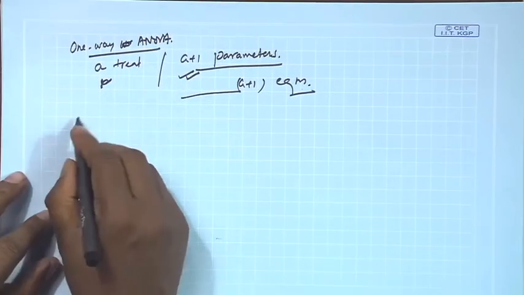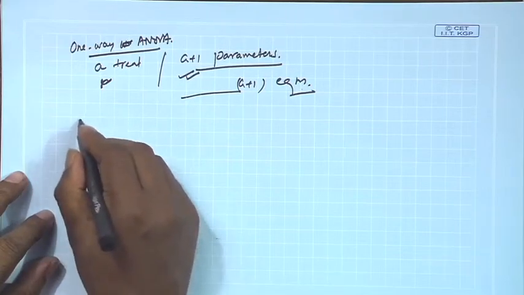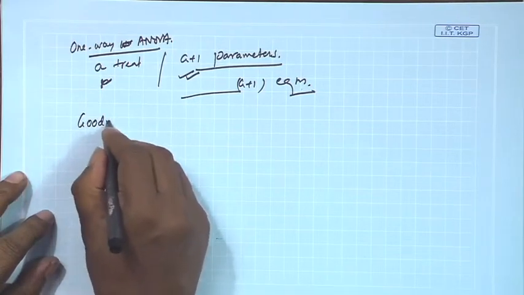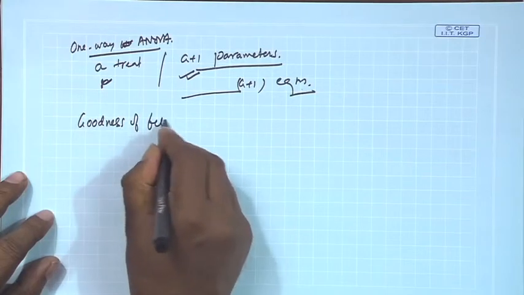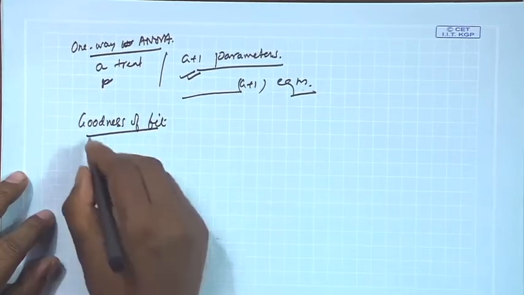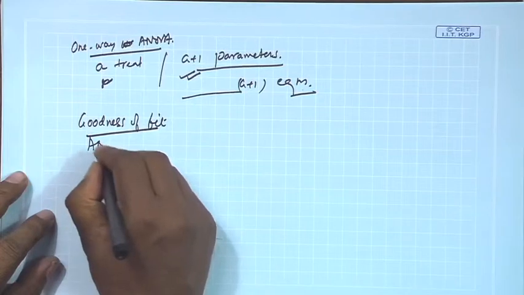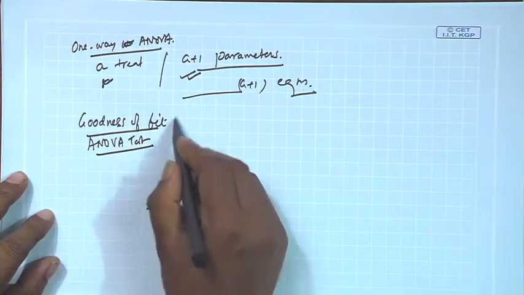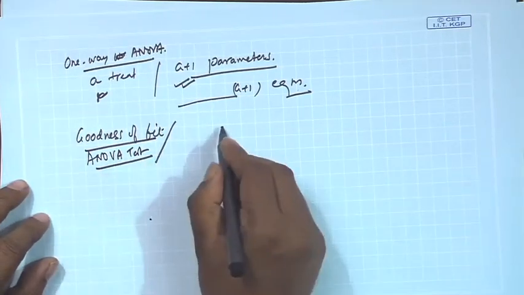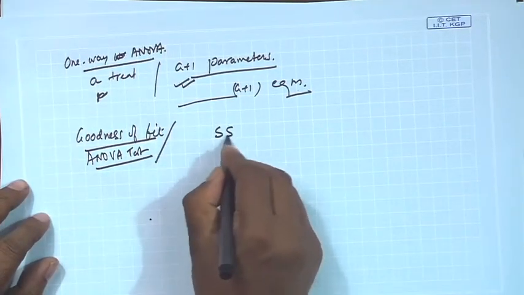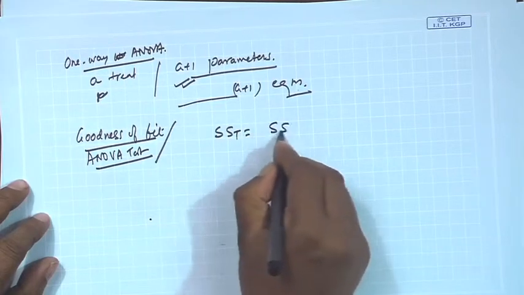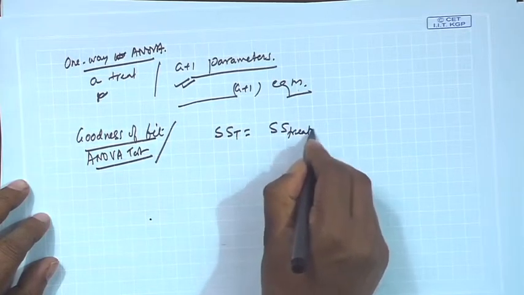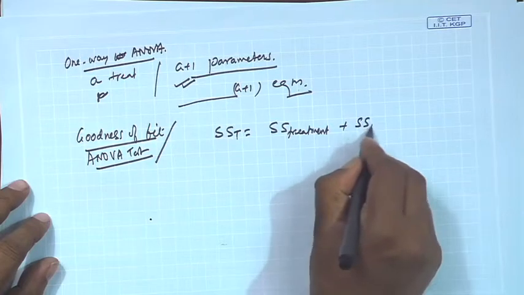Now, I will show you the important one, that is the goodness of fit measures, as well as the overall ANOVA test. We have seen that ANOVA partitions the total sum of squares into sum of squares treatment plus sum of squares error.